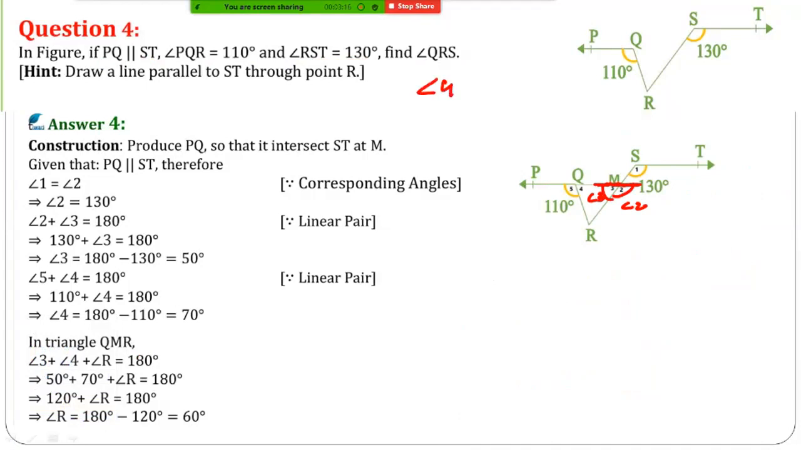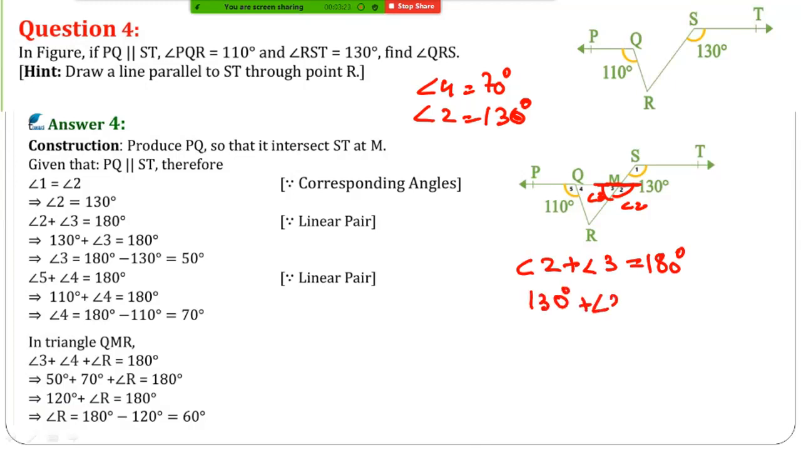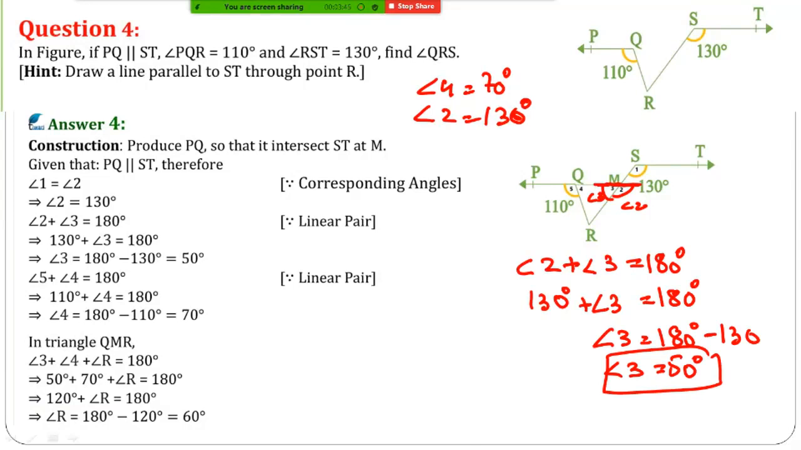So we calculated the value of angle 4 to be 70 degrees, angle 2 to be 130 degrees. So we have to calculate angle 3. So angle 2 and angle 3 form a linear pair. So angle 2 plus angle 3 is equal to 180 degrees. Angle 2 is 130 degrees plus angle 3 is equal to 180 degrees. So the value of angle 3 is equal to 180 degrees minus 130 degrees. So you will obtain the value of angle 3 to be 50 degrees. So angle 3 is equal to 50 degrees.